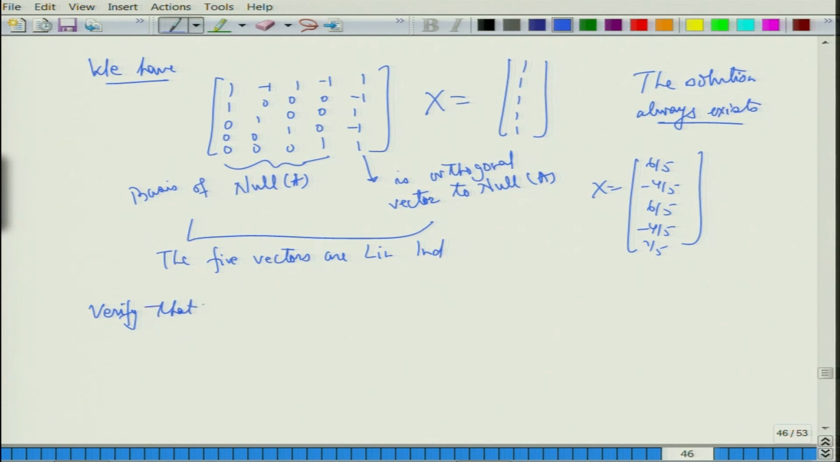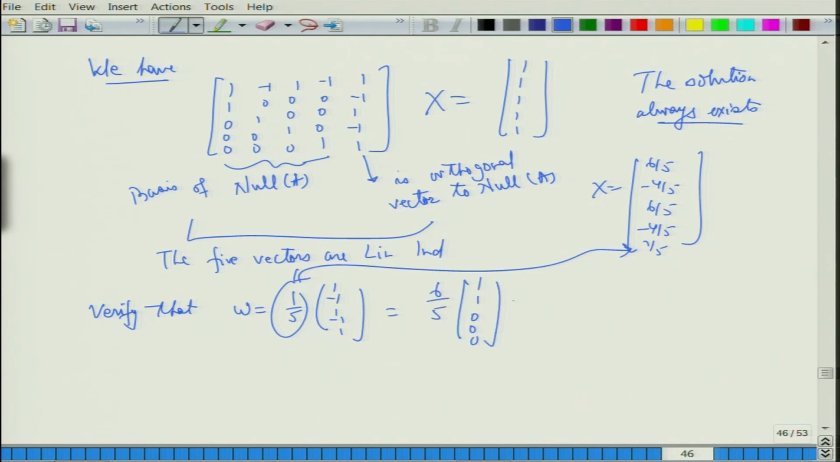Verify that the W vector is already 1 upon 5 times 1 minus 1, 1 minus 1, 1, and this 1 upon 5 is coming as the last entry here. This is also equal to 6 upon 5 times the first vector, minus 4 upon 5 times the second vector, then plus 6 upon 5 times the next vector, and minus 4 upon 5 the last vector. Is that okay? So complete this argument yourself and verify. There are different ways of computing these things. I would like you to try that out, all right, and learn it.